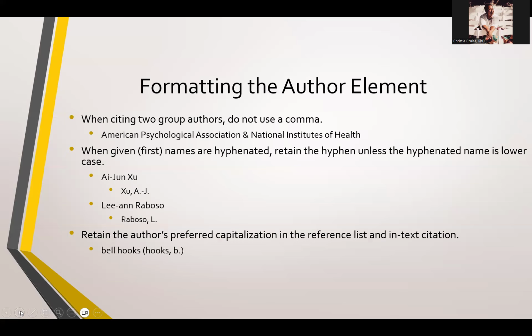When citing 2 group authors, you do not use commas. For example, if you have 2 group authors, such as American Psychological Association and National Institutes of Health, you do not separate those by a comma. You will separate those with an ampersand.